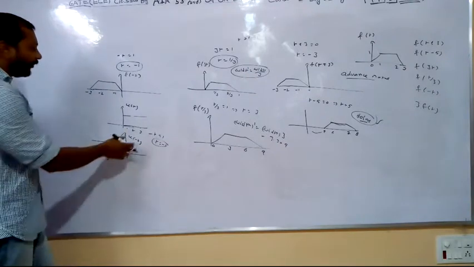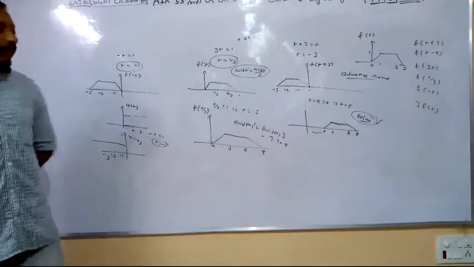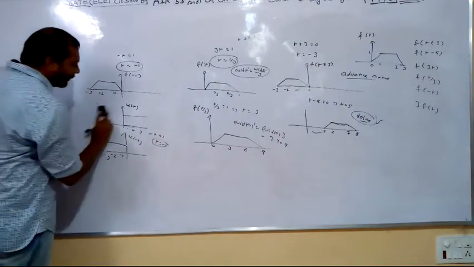Because of this, we have written signum of t equal to u of t minus u of minus t. U of minus t, no problem.